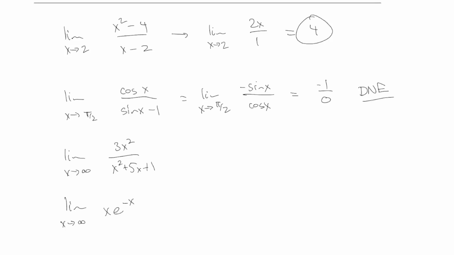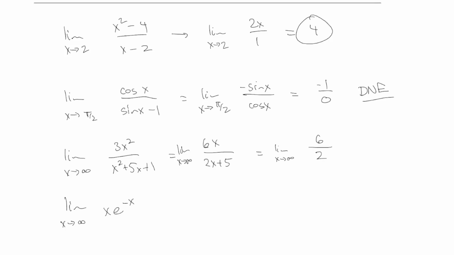The next one is pretty straightforward. It is x going to infinity, but when you plug in here, you get infinity over infinity, so you should do L'Hopital's rule. You get, again, x going to infinity, 6x on top, 2x plus 5. Again, if you try to plug in here, you get infinity over infinity again, and so you do the L'Hopital rule again. This will be the last time.